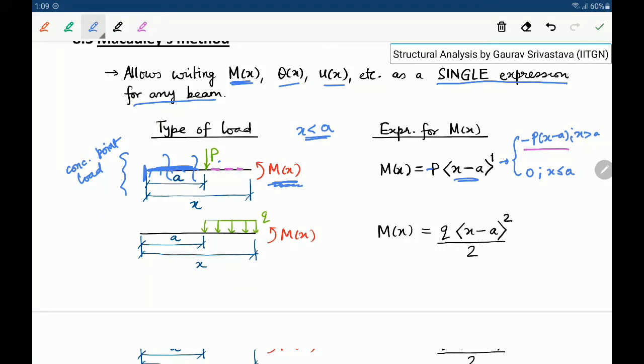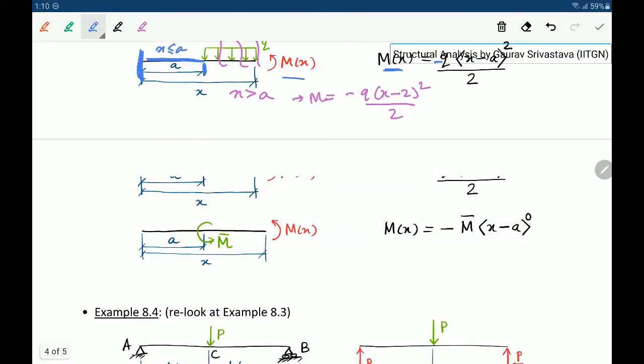Similarly, if we look at a case where there is a UDL of intensity Q, which starts from a distance a but then continues throughout the rest of the length, right? So if we try to write M of x for this, it will now be minus Q times angular bracket x minus a whole squared by 2. And again, if you reason in a way similar to what we did earlier, and everything is starting from this reference point, for the span where x is less than a, this moment should be 0 due to Q. But if we take any section here, where x is greater than a, the moment should be minus Q times x minus a whole squared by 2. And that's what this angular bracket expression allows us to write.